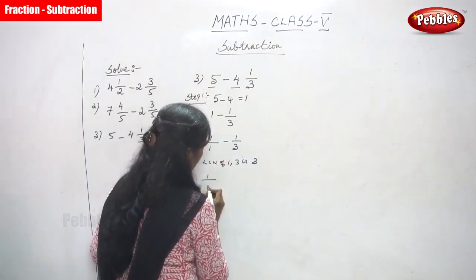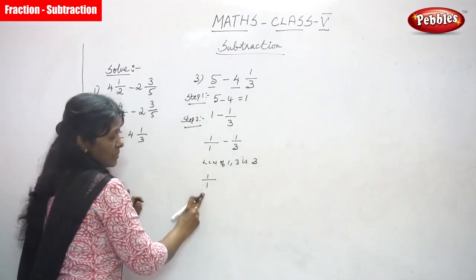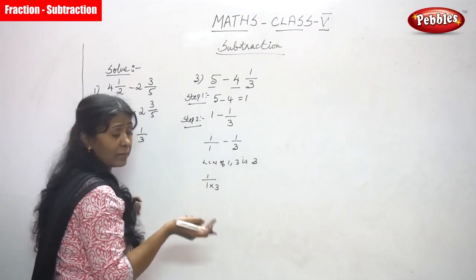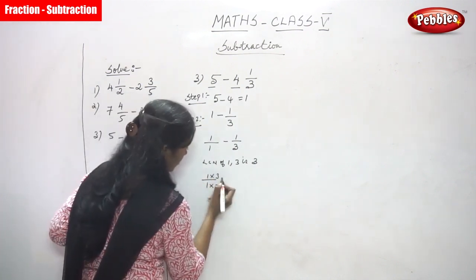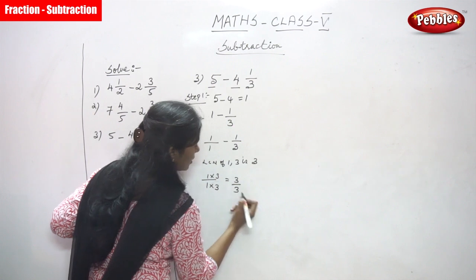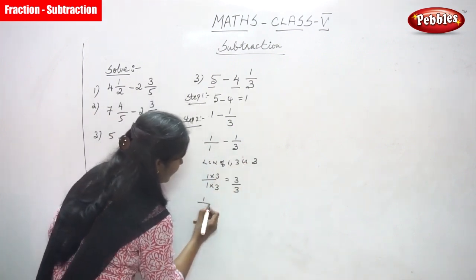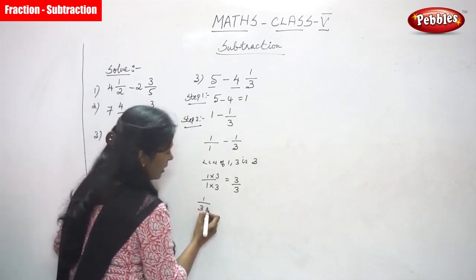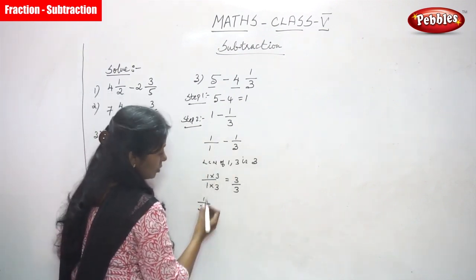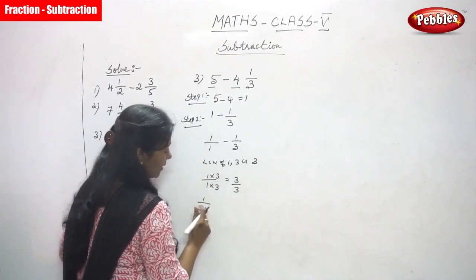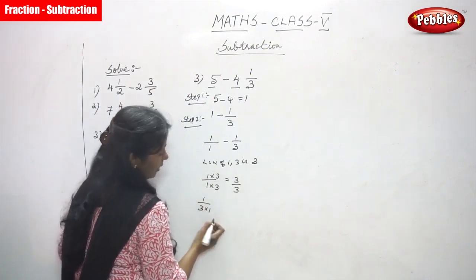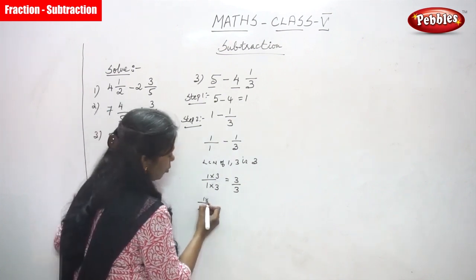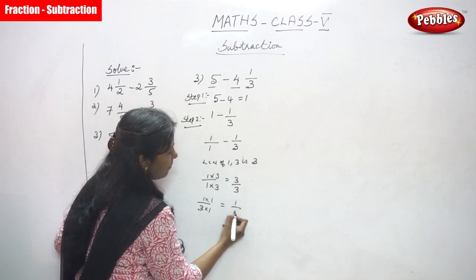So 1 by 1, I have to make this denominator 3. So I have to multiply by 3. If the denominator is multiplied by 3, the numerator is also multiplied by 3. So 3 by 3 here. Next is 1 by 3. I have to multiply by 1 because the denominator is already 3. If I multiply the denominator by 1, the numerator is also multiplied by 1. So 1 by 3.